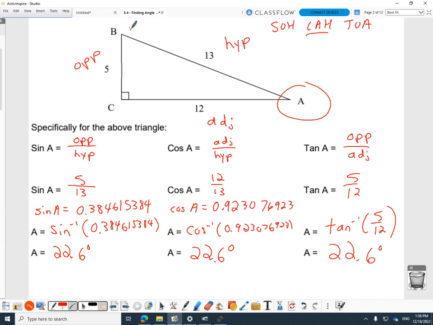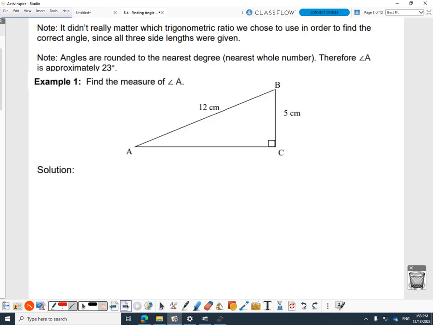It didn't really matter which trig ratio I used. I could use sine, cos, or tan. I get the same answers no matter which way I do it. So we can choose. From now on, we'll do degrees to the nearest degree. We won't use decimal degrees. Degrees are really small anyways, so we'll just go nearest degree. Okay? Find the measure of angle A.